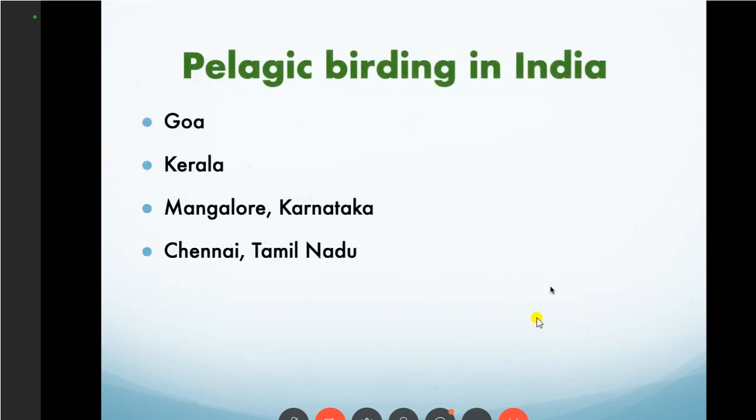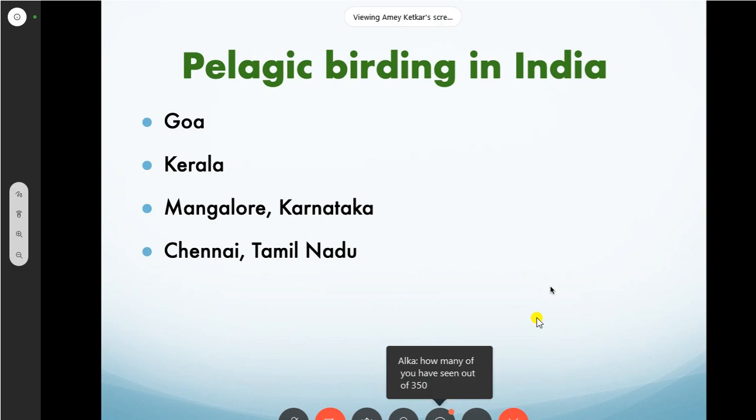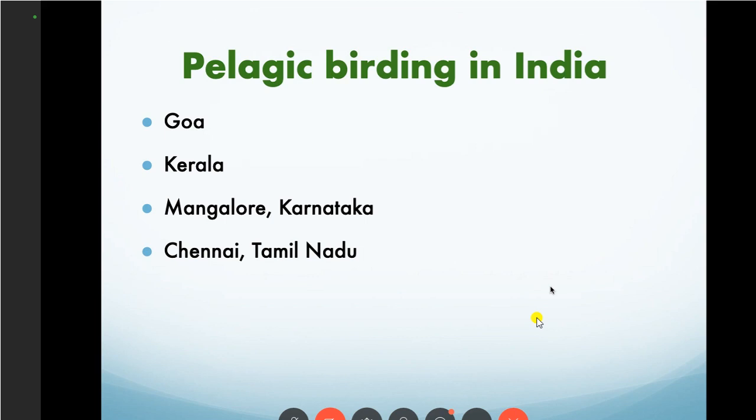Yeah. So as we said, we have a coast of 7,500 kilometers, and we are evolving into this pelagic birding. Pelagic birding is really, really big, and it's a big industry abroad in some places like Australia, US. It's like a very set thing. But in India, we are just evolving or getting mature in this particular aspect.